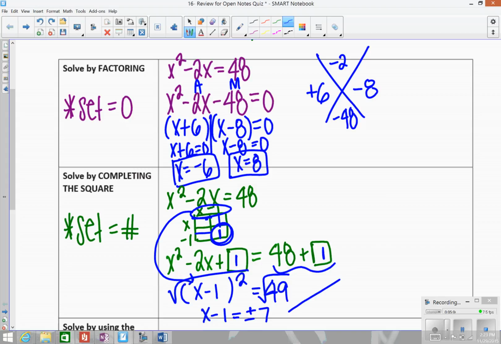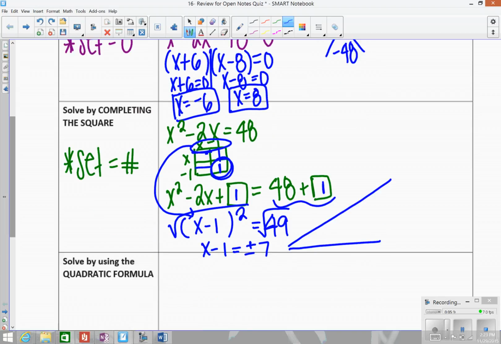Now I can split this up into my two cases. So I have x minus 1 equals positive 7, and then x minus 1 equals negative 7. Now remember, I keep that minus 1 because that minus 1 came from right here. So I have to keep that, and it's the 7 that has 1 positive, 1 negative. So now we're going to add 1 to both sides. So those cancel. We get x equals 8.